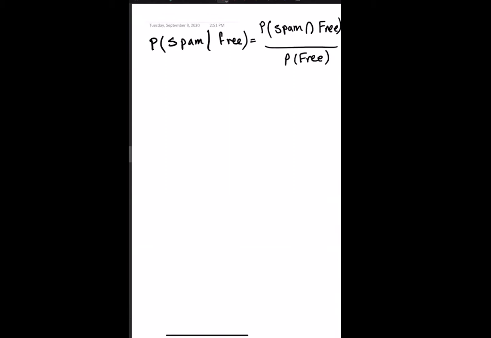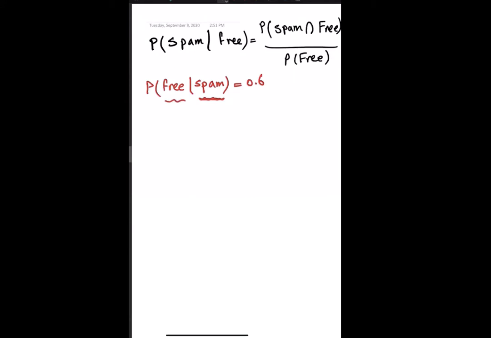What does this word mean? The word free occurs in 60% of the spam messages. How do you write that? Probability of free given spam. So the word free occurs in 60% of the spam messages. The part that we're sure we know is that the message is a spam. We are sure about that. And then 60% of those have the word free as well.